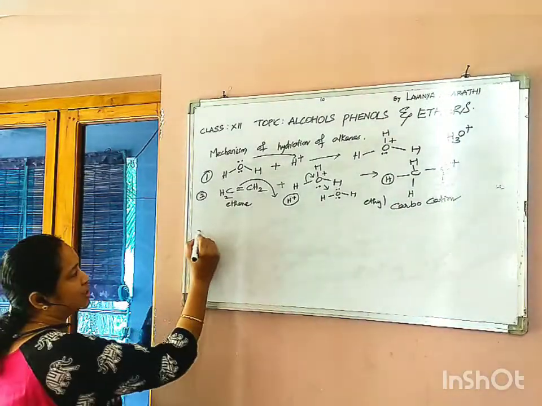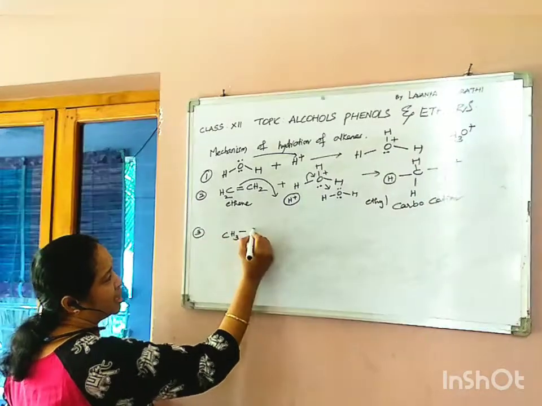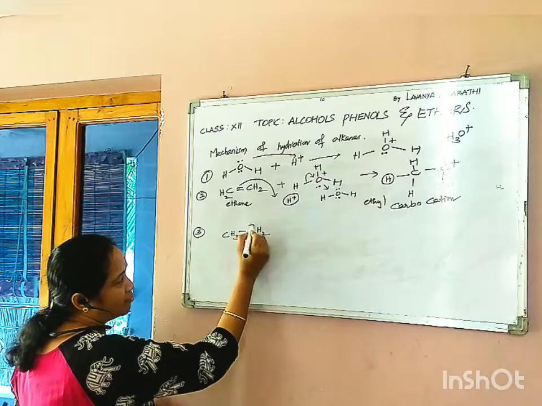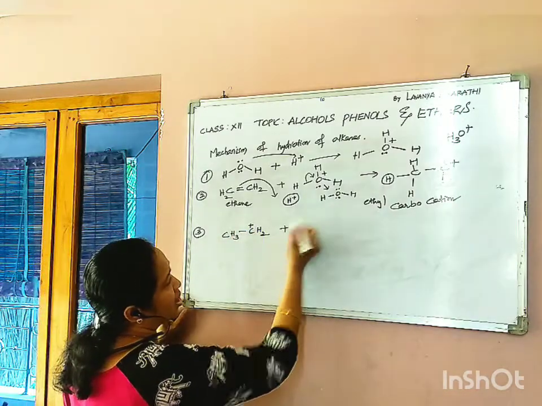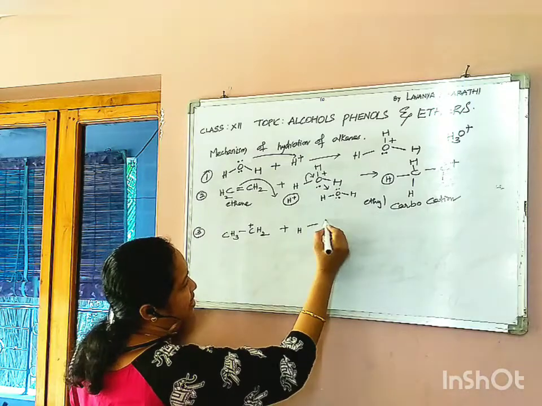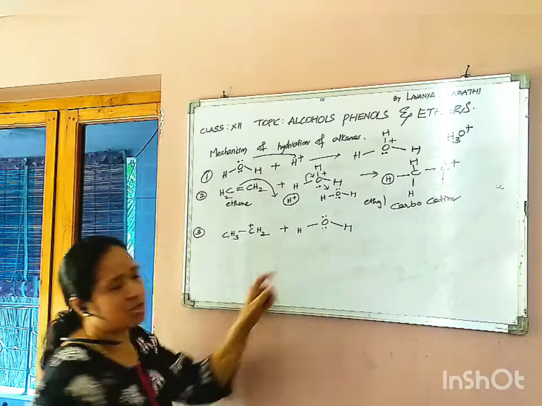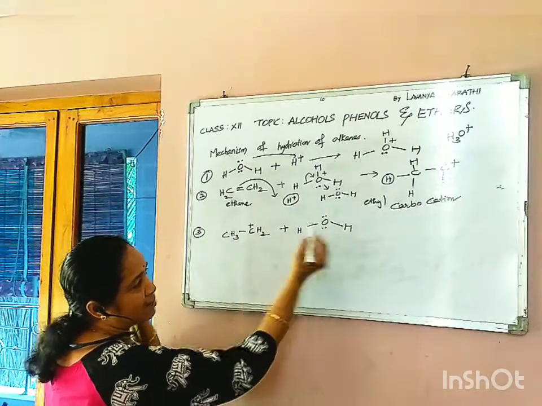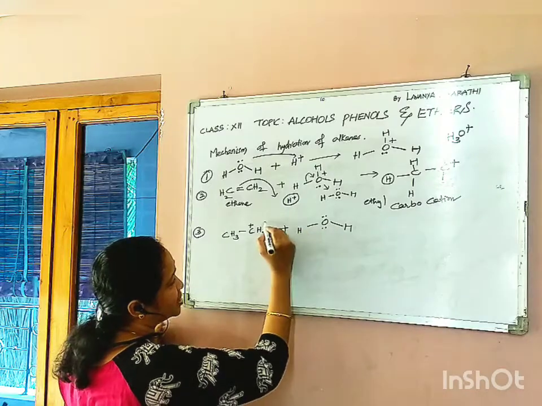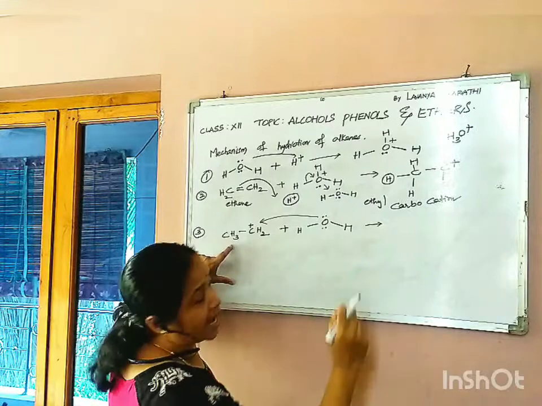Now, coming to the third step, this ethyl carbocation, CH3, CH2, where we have to arrange a positive charge here, comes in contact with the water molecule, which acts as a nucleophile now, because oxygen is having 2 lone pairs of electrons. And the carbocation comes in contact with the lone pair of electrons like this. And now what is formed? A protonated alcohol is formed.